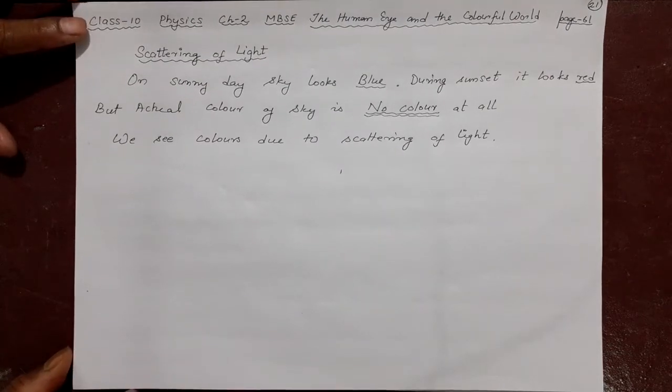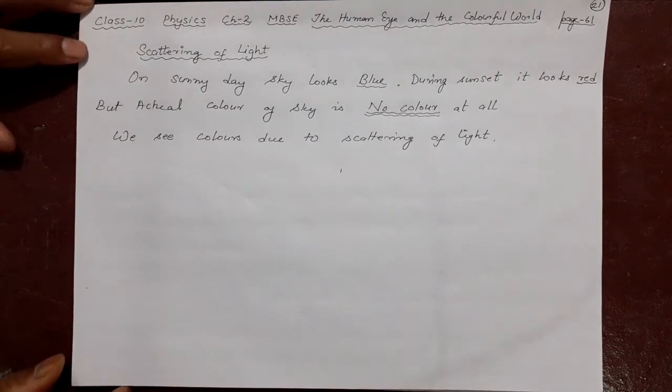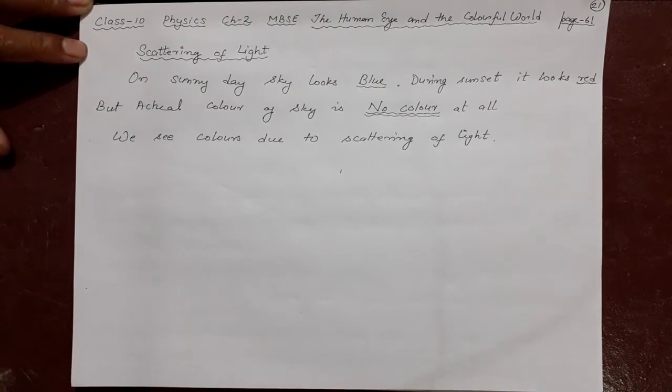Today we are doing class 10 physics chapter 2 MBSC. The human eye and the colorful world is the name of the chapter. Page number will be 61 in your MBSC textbook. The topic is scattering of light. We have done refraction, we have done atmospheric refraction, and we have done dispersion also. Now it is scattering of light.